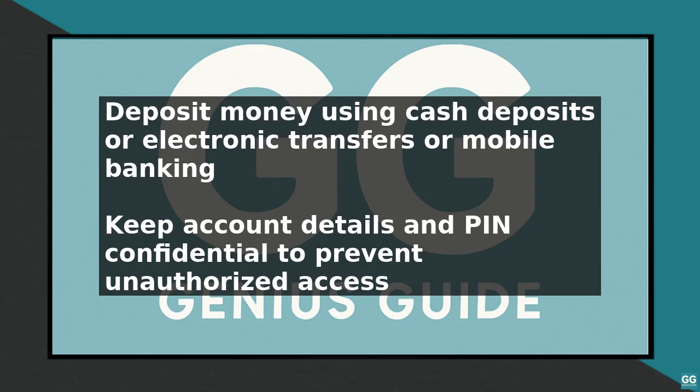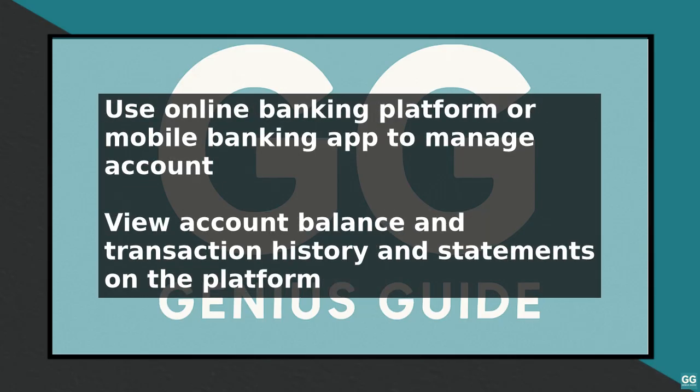Another essential feature of your Absa Bank savings account is the ability to set up debit orders and stop orders. Debit orders allow you to automatically pay bills or make transfers from your account, while stop orders enable you to cancel or modify these orders as needed.